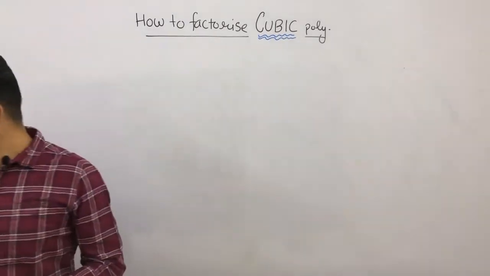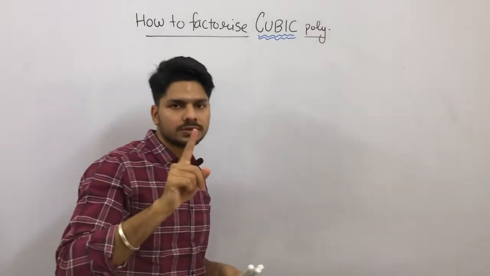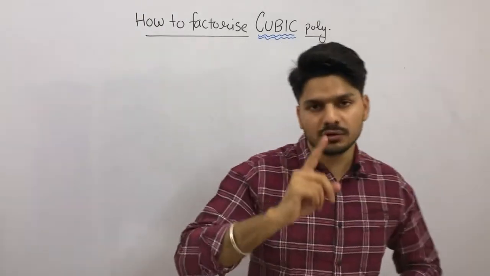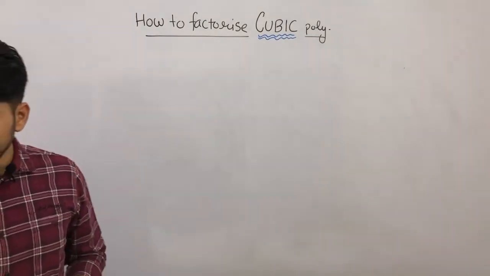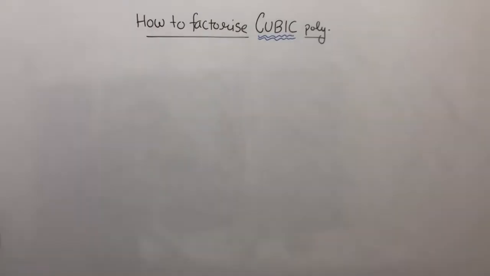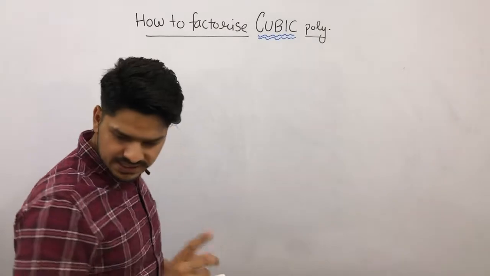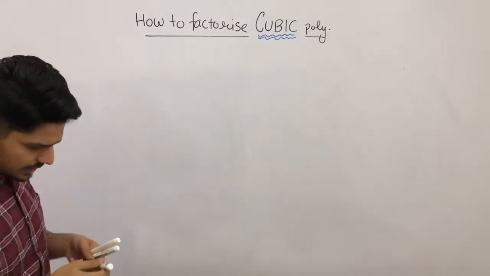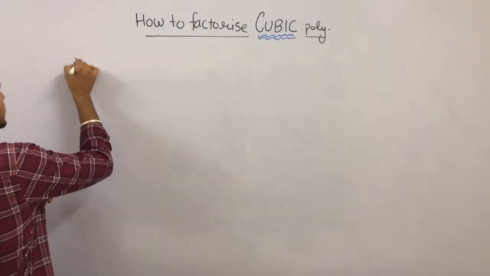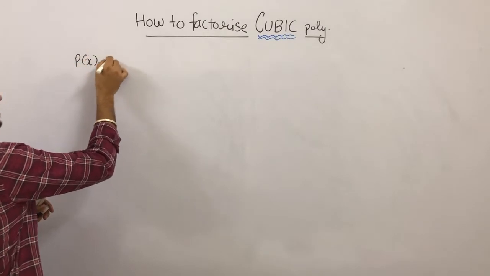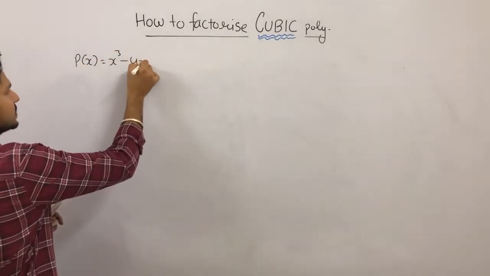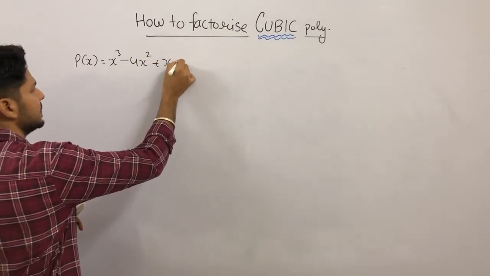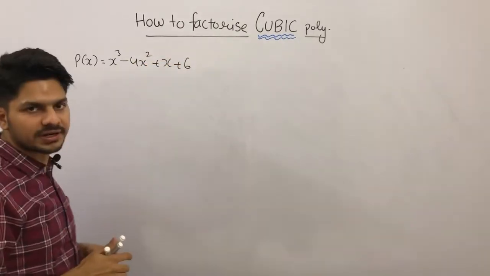So first of all, we have to find one root. We have to find one root by hit and trial method. By which method? By hit and trial method, you have to find one root. Let us take one example. I am taking example as that we have to factorize px equals to x cube minus 4x square plus x plus 6. We have to factorize it.